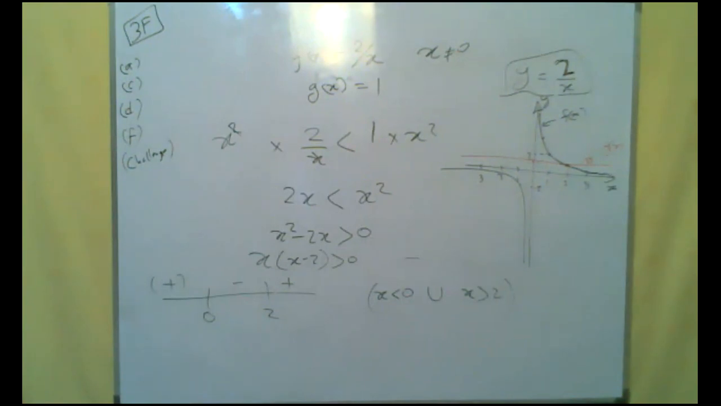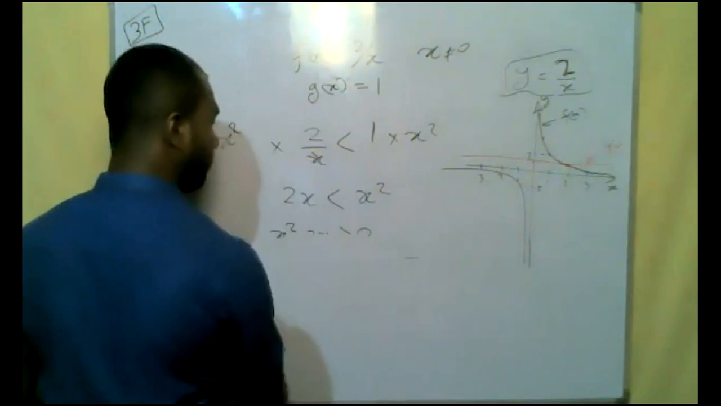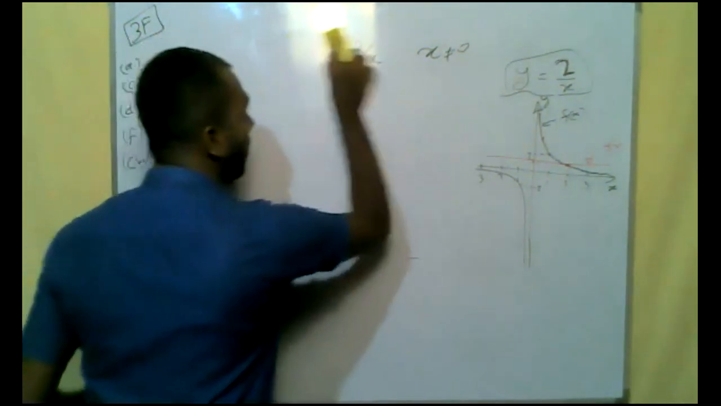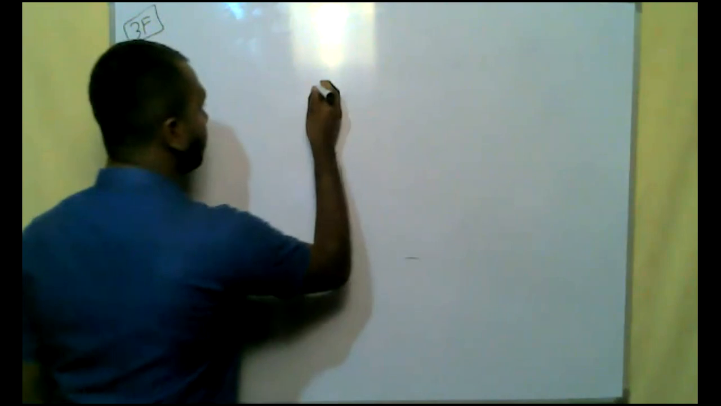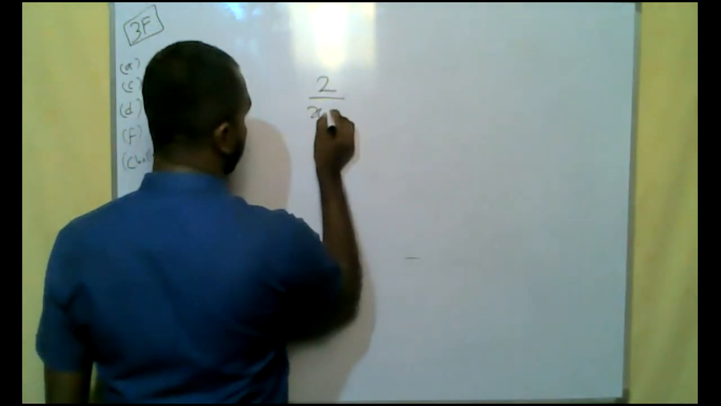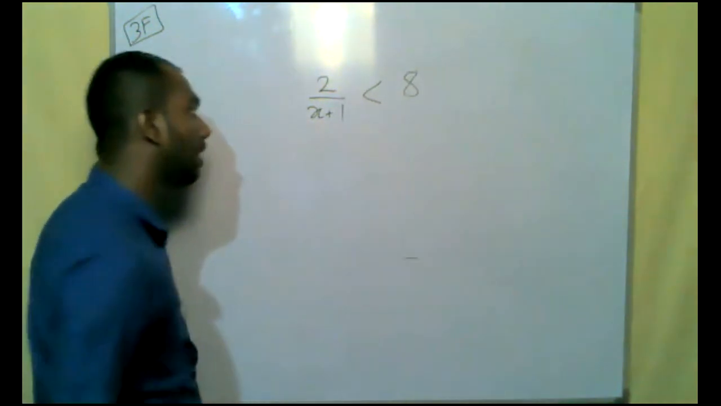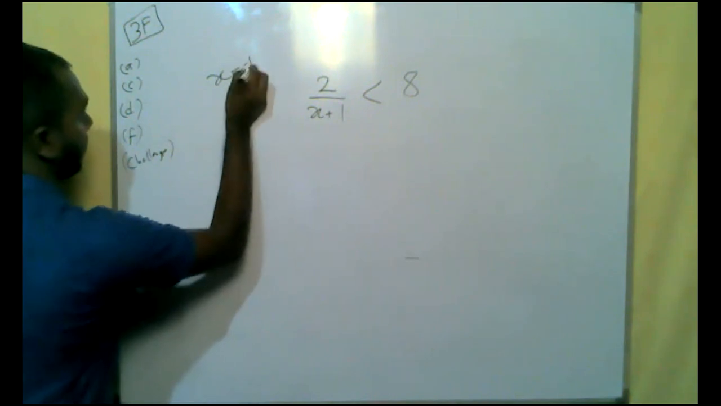What about f? Let's try f. Try to do it yourself before I do. 2 over x plus 1 should be less than 8, and they say x is not equal to minus 1 as well.